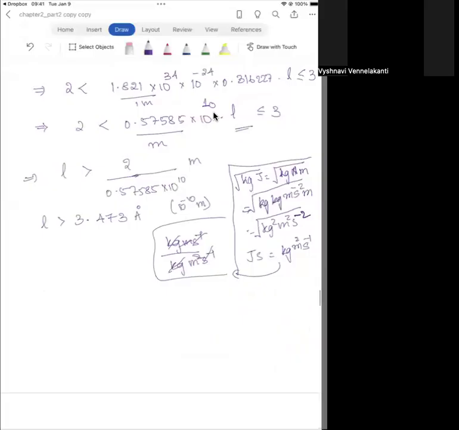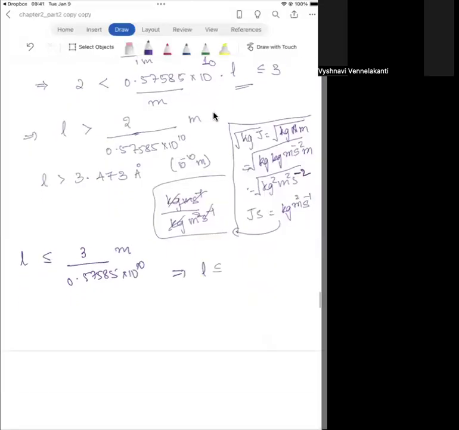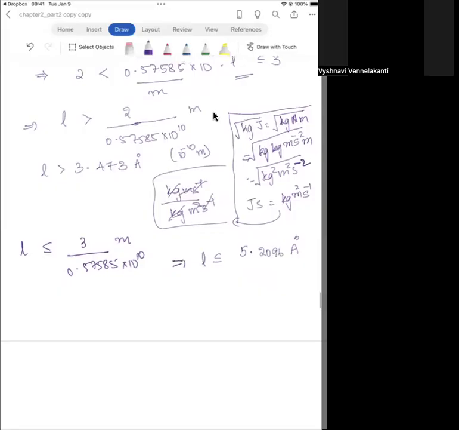Now we want to look at the other part of the question. Your length is going to be less than or equal to 3 over 5.2096 angstrom. So the minimum length is going to be 3.473 angstrom, and the maximum length, or the width of the box, is going to be 5.210 angstrom.